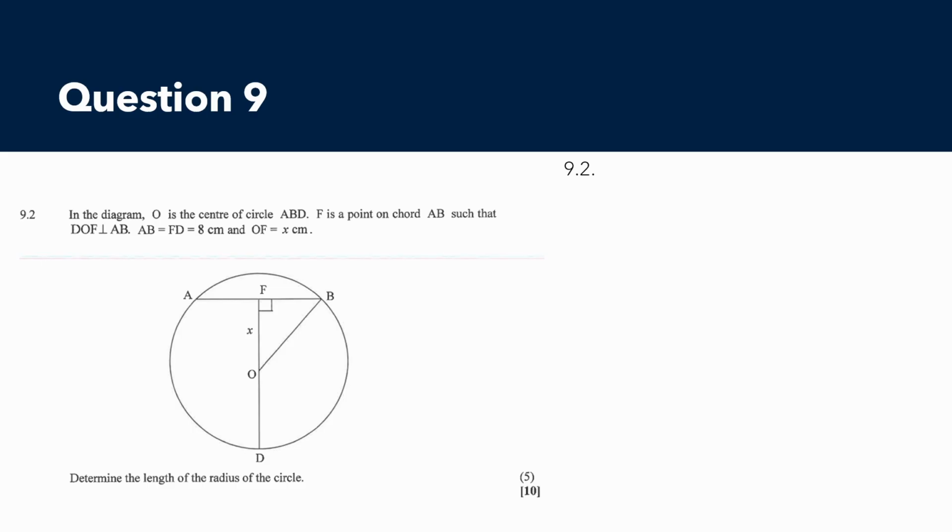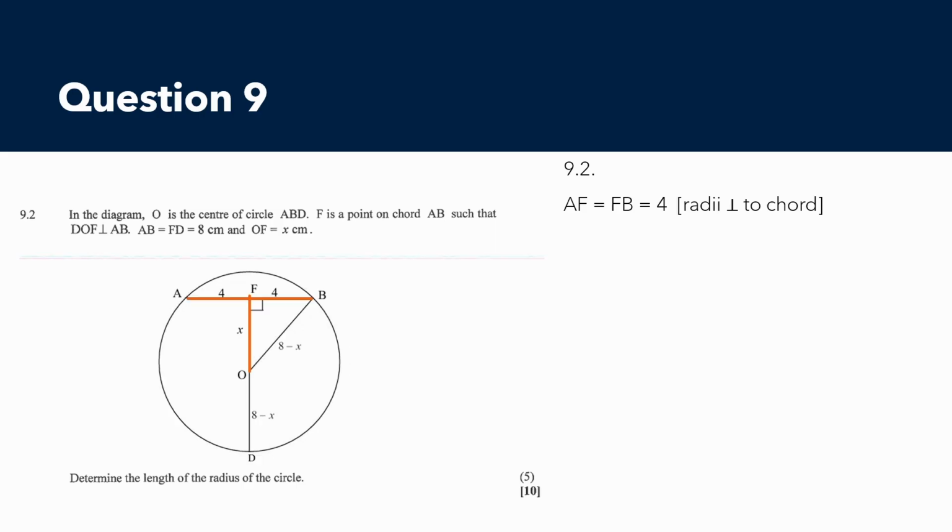The problem statement reads as follows. In the diagram, O is the center of the circle ABD. F is a point on chord AB such that DOF is perpendicular to AB, and AB is equal to FD, and they are both equal to 8 centimeters, and side OF is equal to X centimeters. Determine the length of the radius of the circle. Let's get to it. AF is equal to FB, and they are both equal to 4.